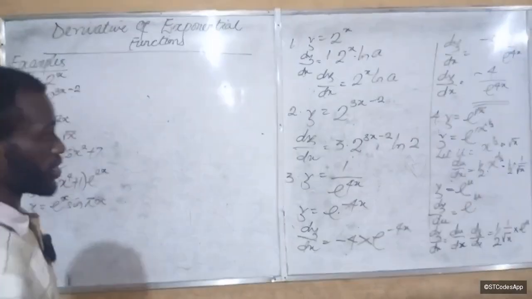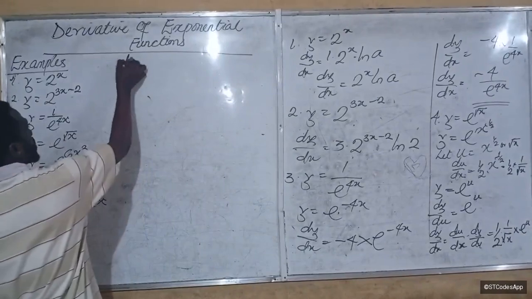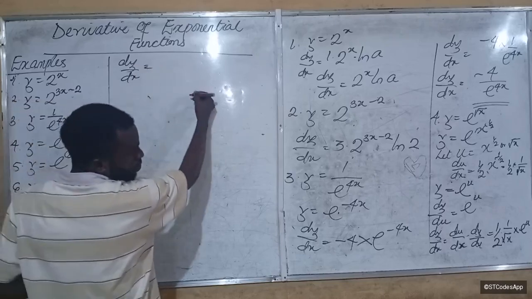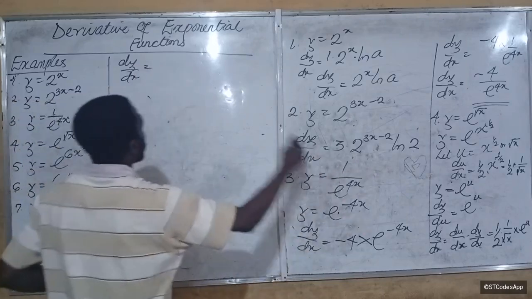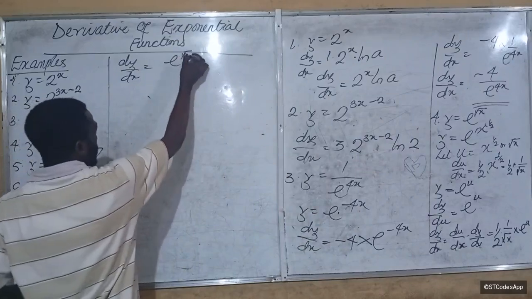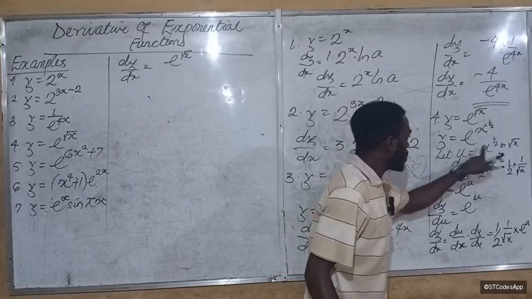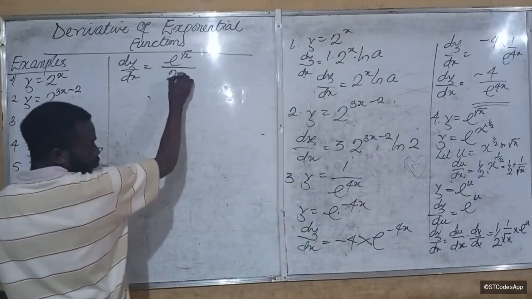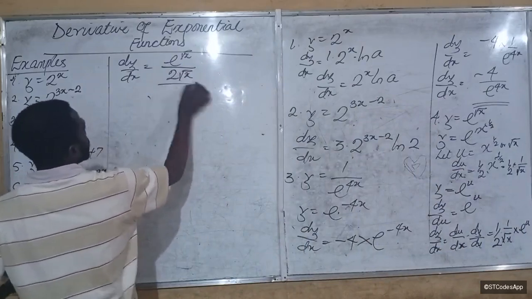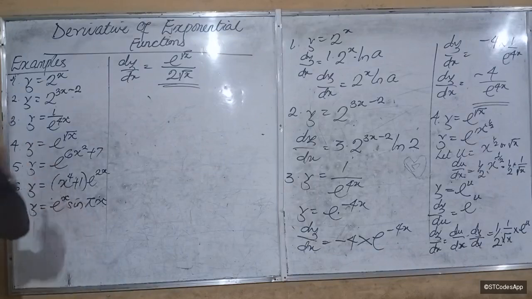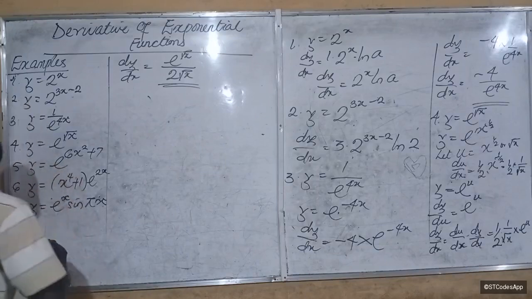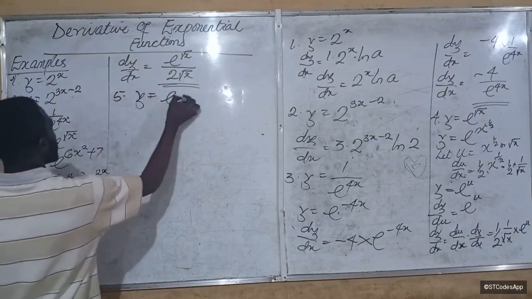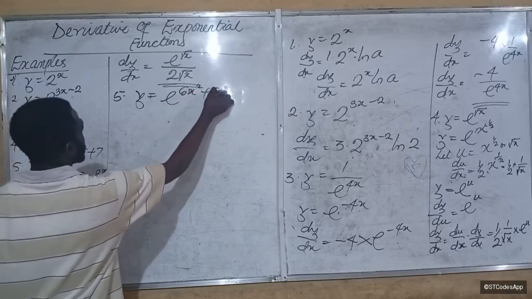So by the time we bring it here, we are going to have dy dx to be equal to e raised to power u, that is e raised to power root x, because our u is root x. So e raised to power u all over 2 root x. So this will be the answer. Alright, so that's our dy dx. Then the fifth question, number 5, says y is equal to e raised to power 6x squared plus 7.